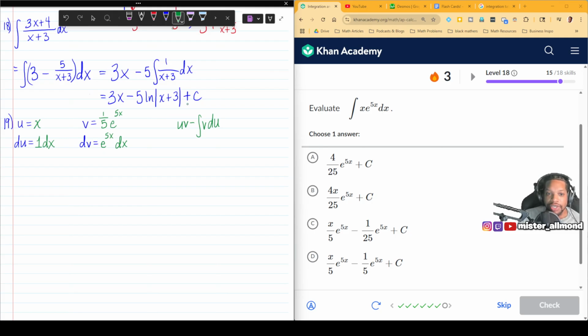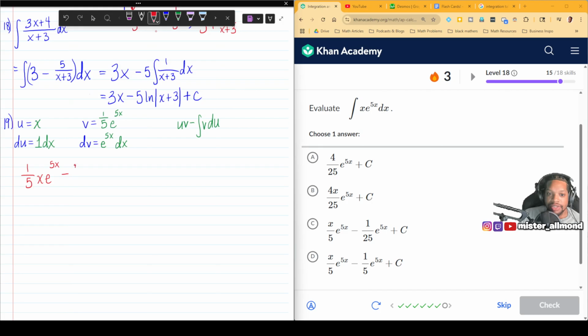Okay, so now that we have our u and our dv and everything, let's try to piece this together. So uv would be, how can I write this? 1/5 x e to the 5x. Okay, sweet. You got C? All right, cool.